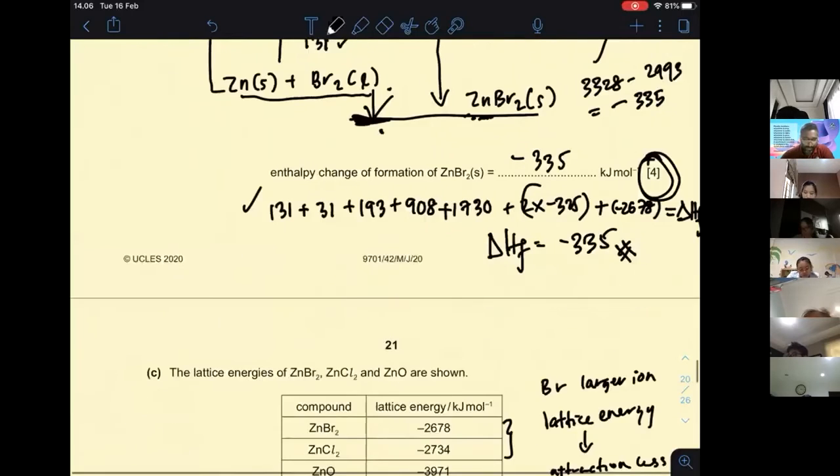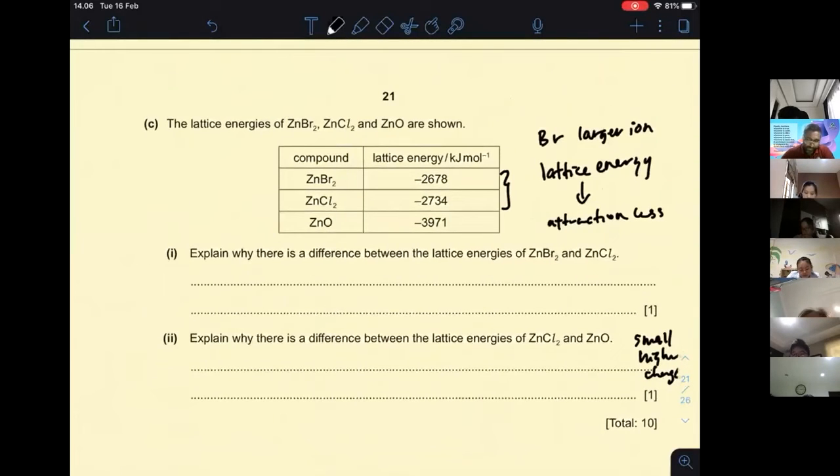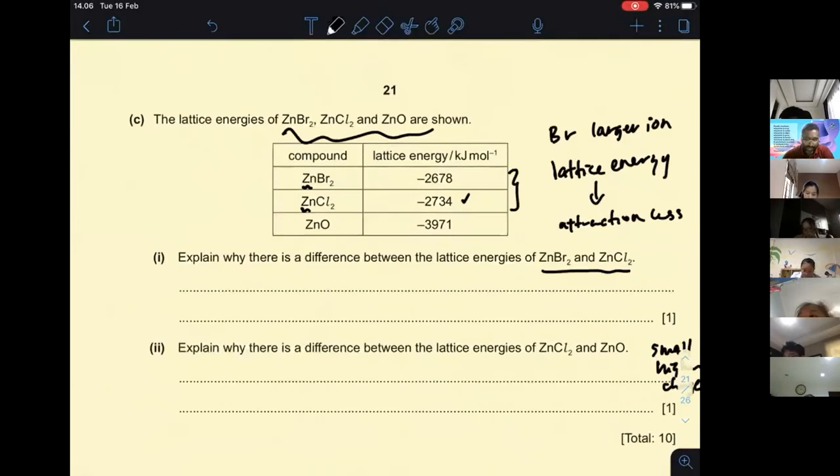Now the lattice energies of these three compounds are shown, and they ask to explain why there is a difference between the lattice energies of zinc bromide and zinc chloride. The difference is that zinc chloride's lattice energy is more, compared to zinc bromide. So why does zinc chloride have more lattice energy? The answer is quite simple. The only thing that is changing is not the cation. The only thing that is changing is the anion.